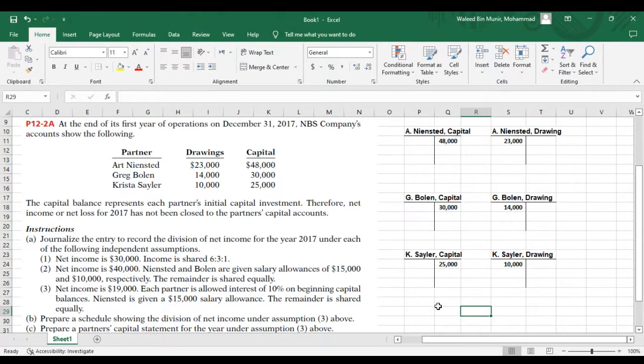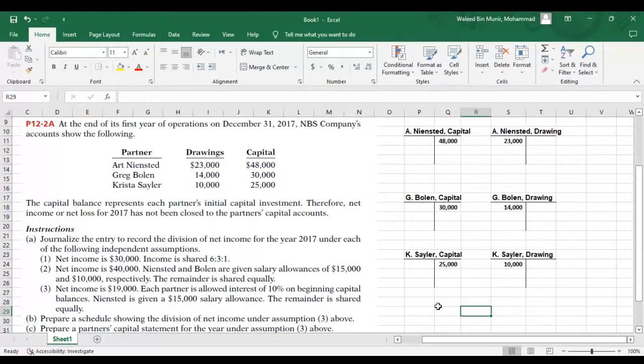Is it clear? Drawing is only for personal use. Yes, this is the definition of drawing. Whenever there is personal use, we call it a drawing account. Okay, thank you.